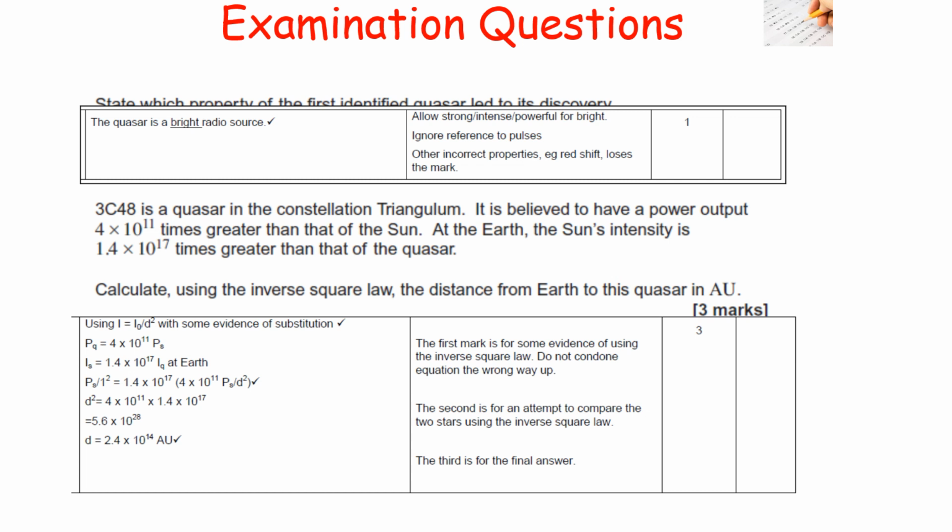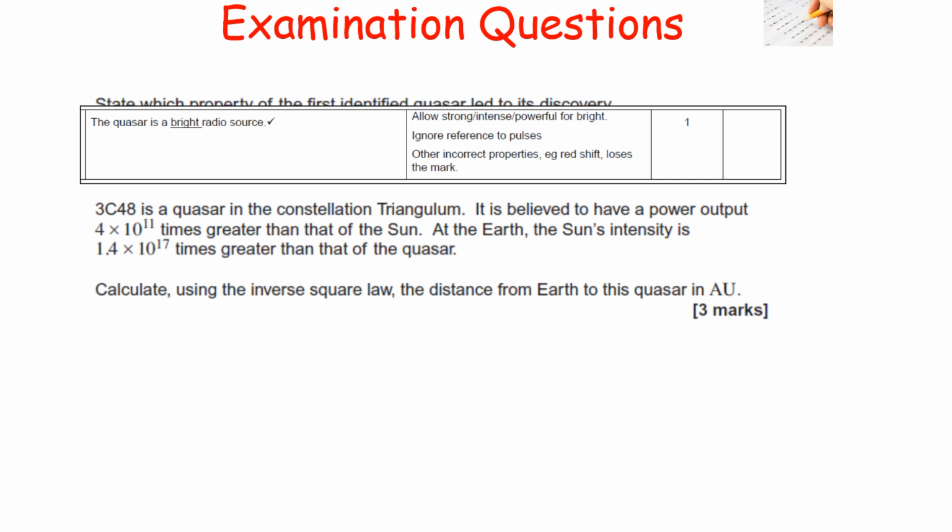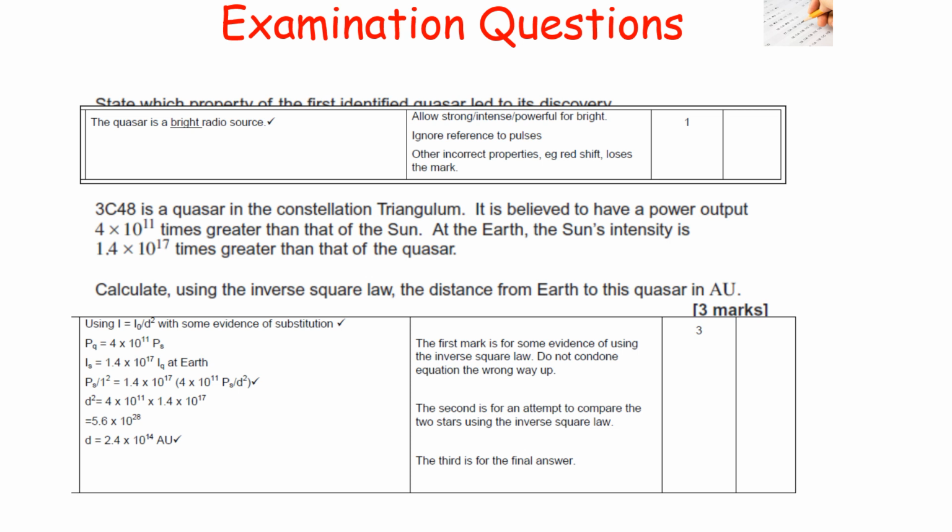So we can say that the power of the sun is equal to the power of the quasar times 1.4 times 10 to the 17, because the quasar has to have that factor multiplied in there to get them equal to each other, given from the question. So we can say the power of the sun over 1 squared, because we're looking at the distance from the sun to the Earth, which is 1 AU, is equal to 1.4 times 10 to the 17, this additional factor to equate the two because of the difference in the intensities, times 4 times 10 to the 11, times the power of the sun over the distance from the quasar to the Earth squared. We can then rearrange it all out.